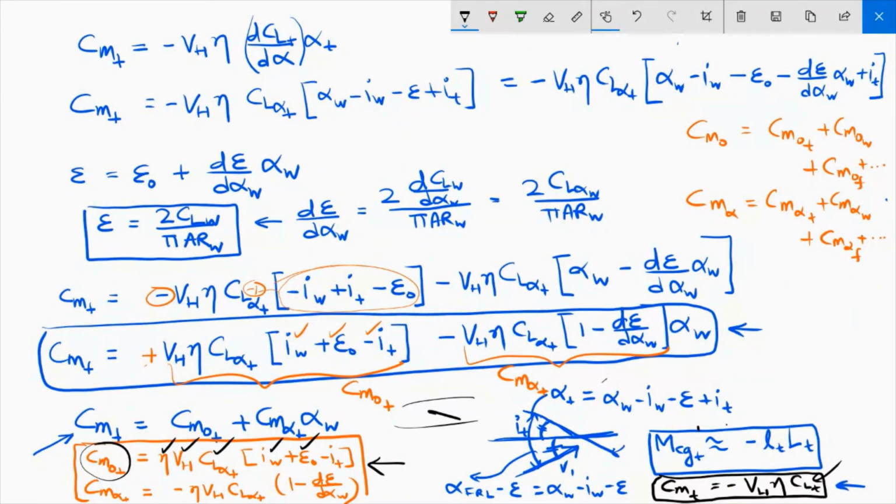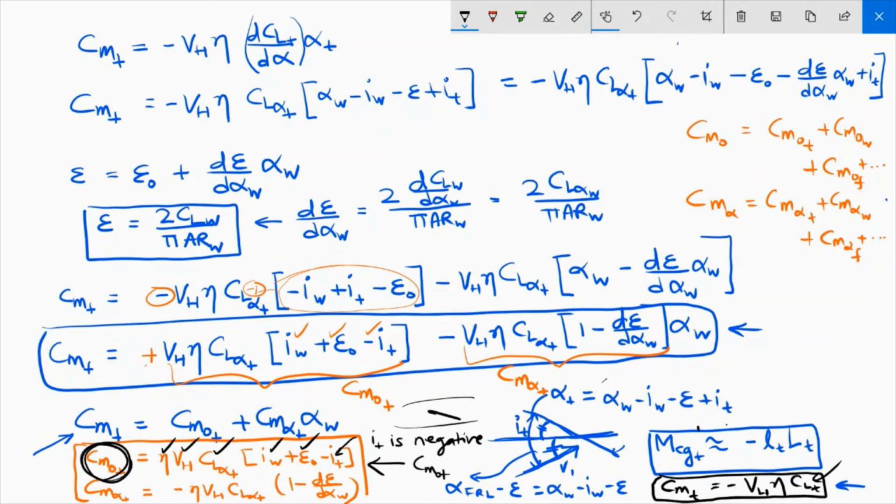Maybe it is negative. Whatever be the case, the point is that you want to make this positive, and in order to make it positive, it will help if this IT is negative. So if this IT is negative, then you'll get negative, negative, and this will be positive. So overall, this CM0T will be positive.